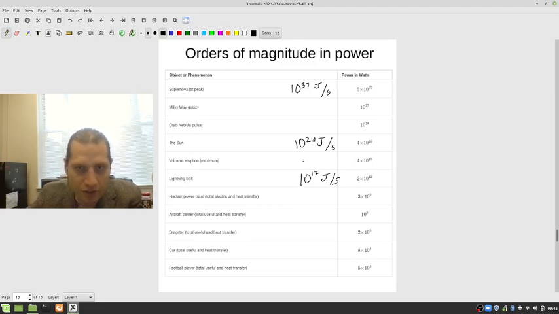How different is that from the sun, though? Well, 10 to the 26, that's about 10 to the 14 different. So that's about 100 trillion times different between the sun every second and a lightning bolt in the 1 second that it goes.